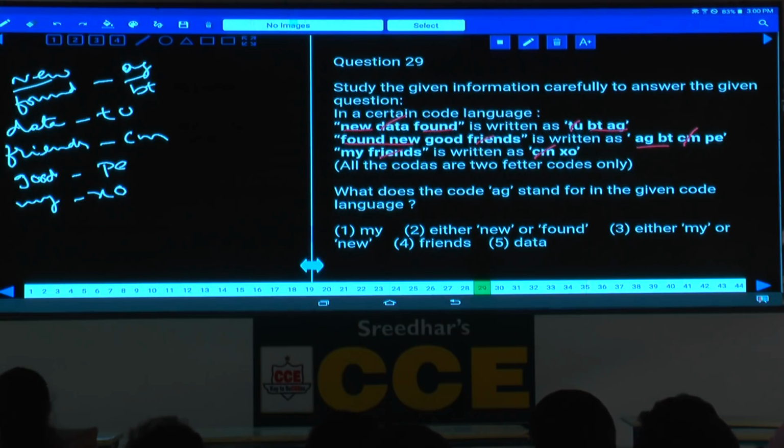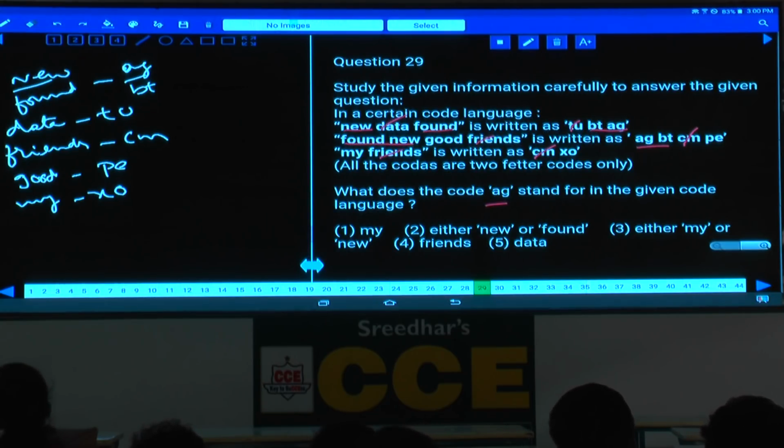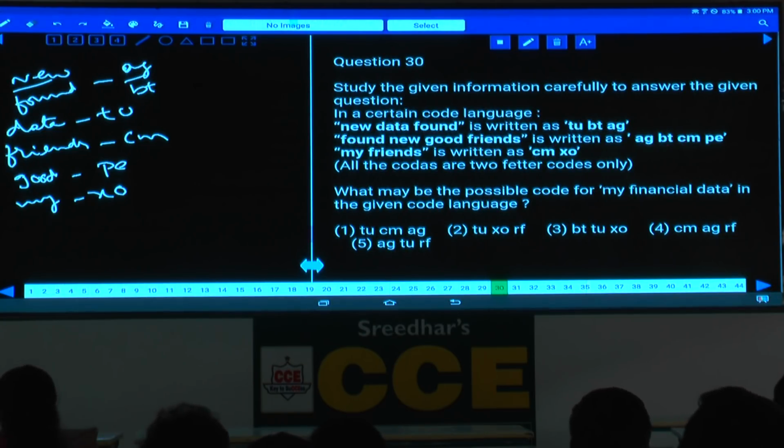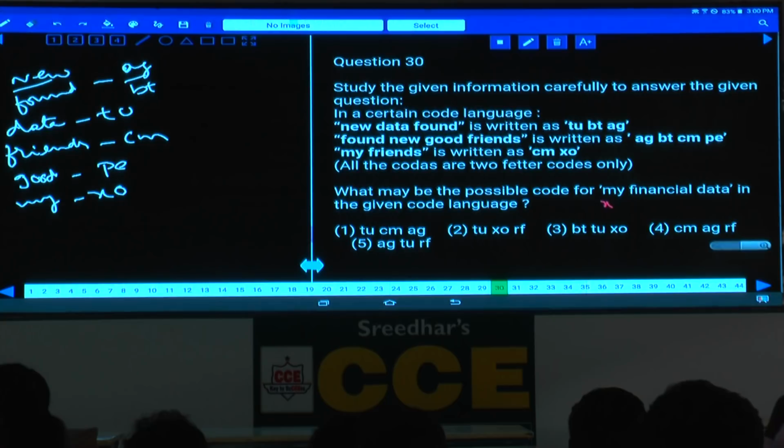Then what does the code AG stand for? AG stands for either new or found. Either new or found, choice 2, 29. Then 30th, what may be the possible code for my financial data? What is the code for my? My is XO and data is TU. And XO, TU should be common here.